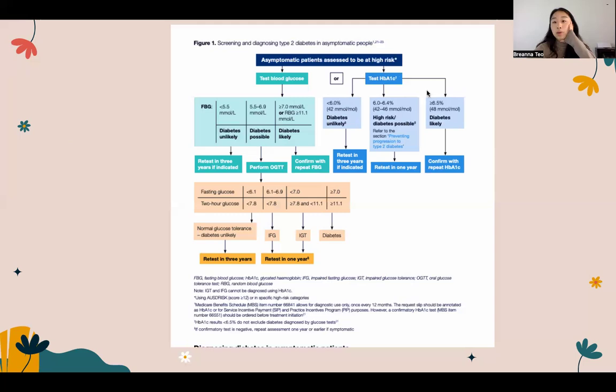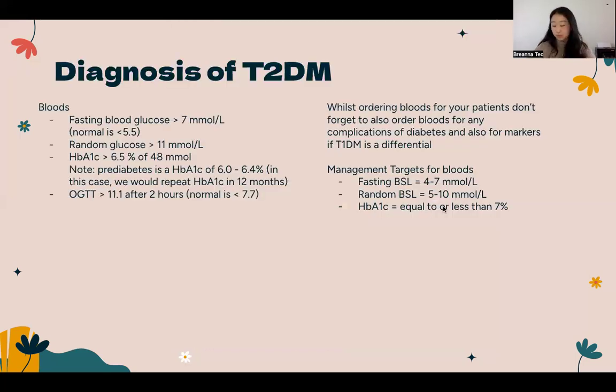When we're testing HbA1c, you can just use that one number, definitely. And I've just got the numbers there for you again. Fasting blood glucose above 7, random above 11, should be 11.1, HbA1c above 6.5%.